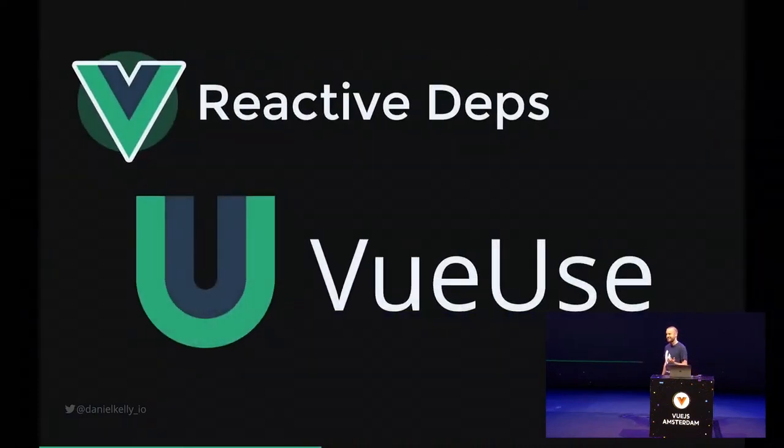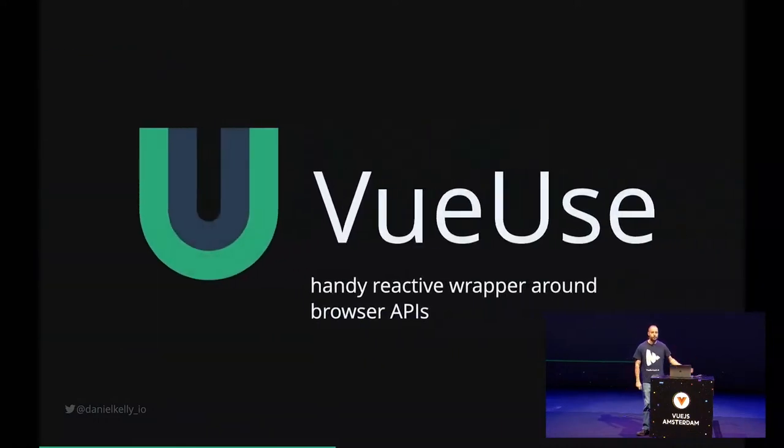Well, the easiest solution that I've found is when you're working with these browser native APIs and you're working with Vue, just reach for VueUse. It's basically a reactivity wrapper around all those browser APIs, among other things.